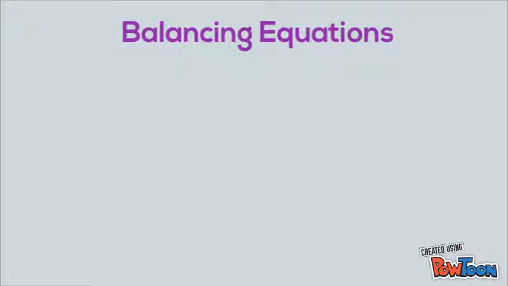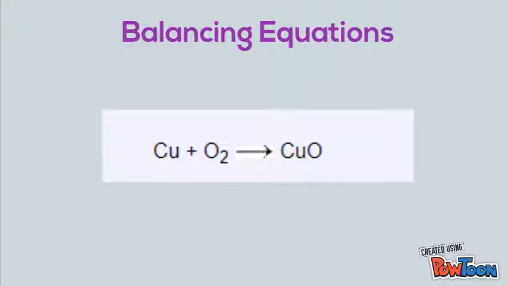In a balanced equation, there are the same number of atoms at each side. For example, the formula below is not balanced as it has 1 atom of copper and 2 atoms of oxygen on the left-hand side, and 1 atom of copper and only 1 atom of oxygen at the right-hand side.